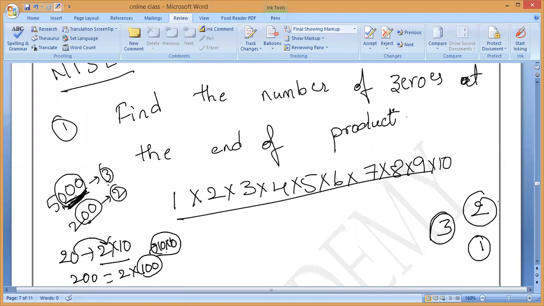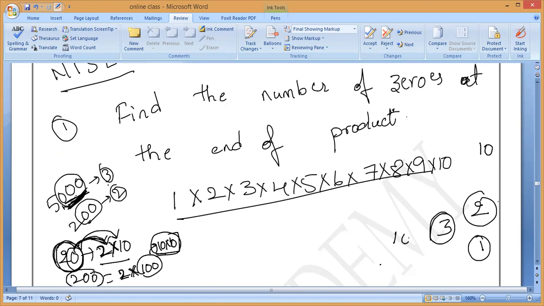Say yes or no. Suppose 20. How to write 20? 2 into 10. How many zeros? 1 zero. It contains one 10, correct? Yes, ma'am. 200 means 2 into 100, which contains how many tens? That number must contain tens only, and so we get the zeros. Correct? That number must contain tens. Do you understand? Yes, ma'am.